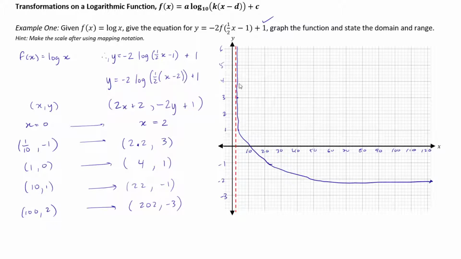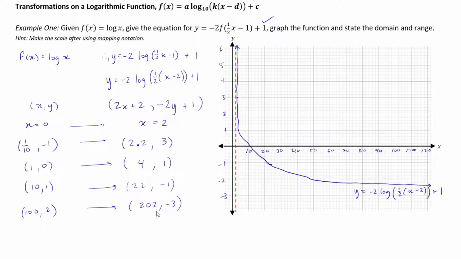Okay, so I plotted my points, I plotted my asymptote, and now I can just label my graph. This right here is y equals negative 2 log base 1/2 of (x minus 2) plus 1. And it actually will continue going down. This was just maybe poor drawing on my part. It doesn't go back up, but as you can see, it keeps going down further and further and further, right?